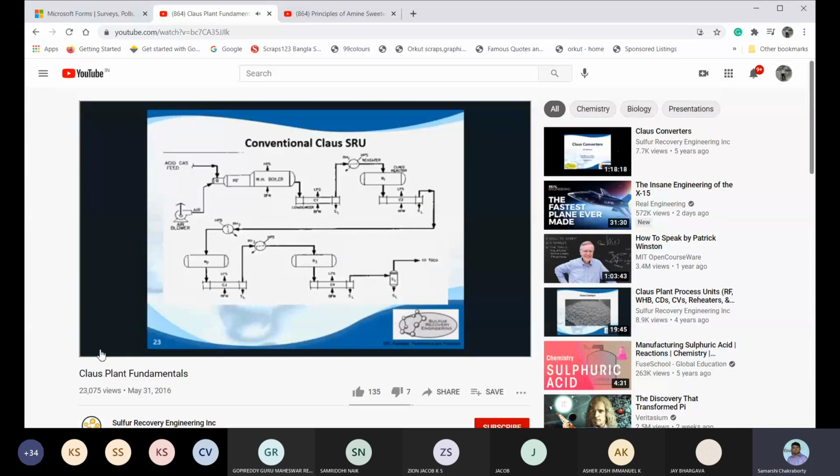Here's a conventional layout of an SRU, just straight through process here. We have our air and our feed acid gas going in. Then we have our waste heat boiler attached to the back of the RF. Our first condenser, then we have reheating and converting stages, which each follow a condenser. This is a 3-stage plant. And then we have a coalescer at the end, and then it's going to the tail gas treating unit.